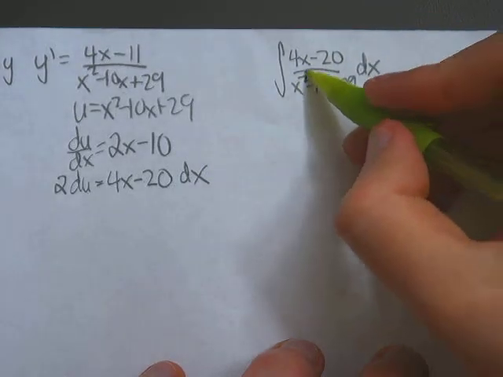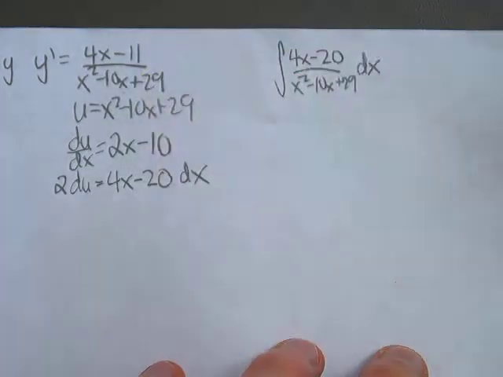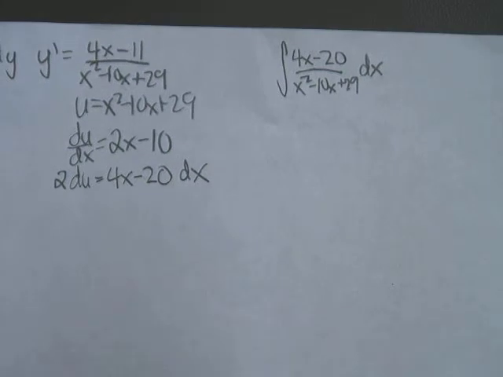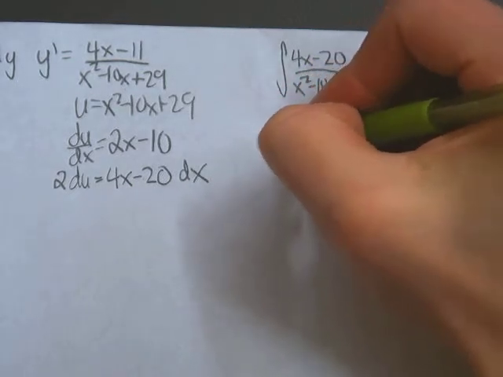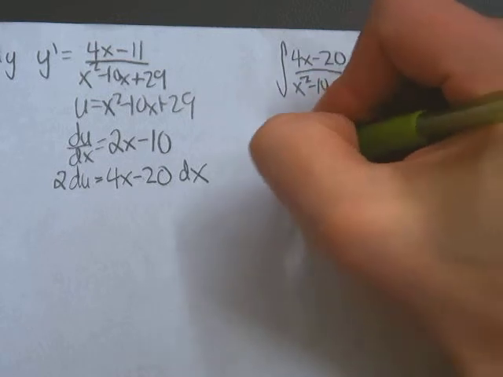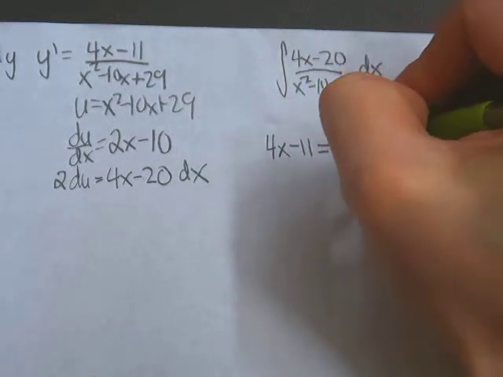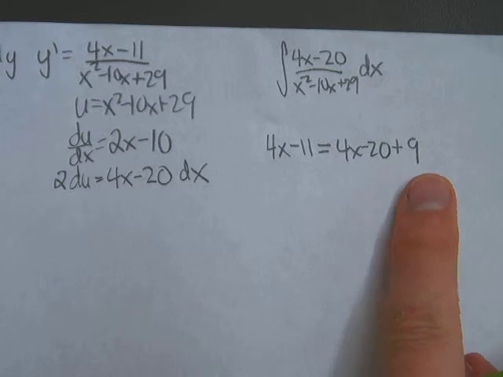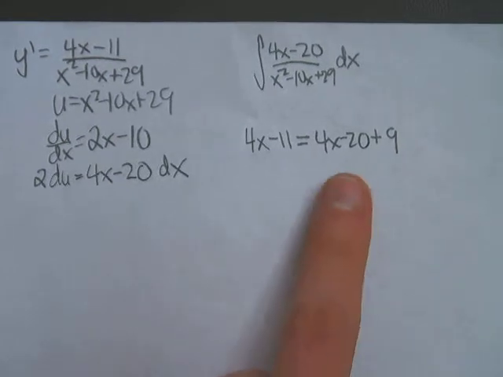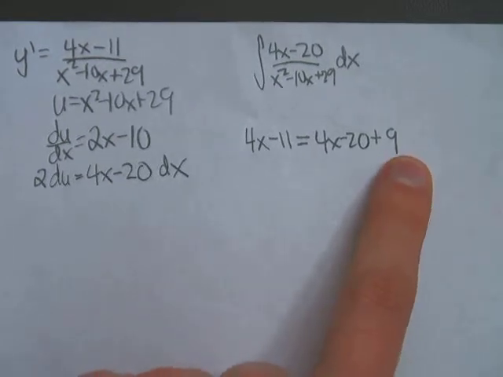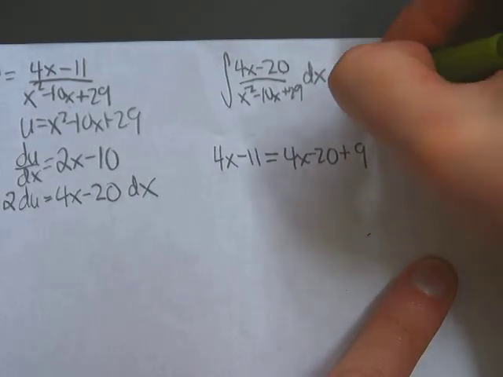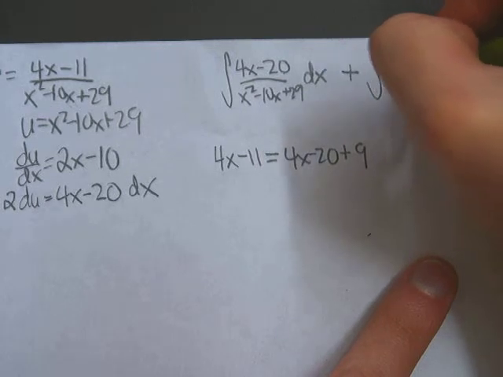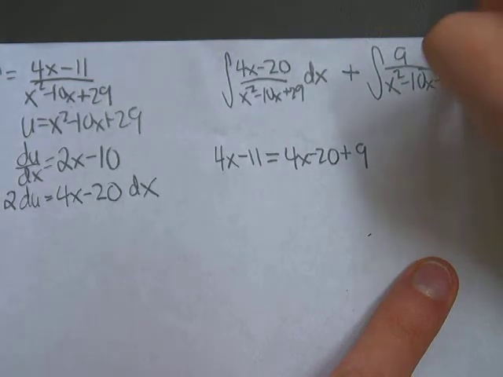But if I do 4x minus 20, to actually get what my original problem was, I'm neglecting 9. That's the difference. If I rewrote the top with the 4x minus 20, 4x minus 11 would be equal to 4x minus 20 plus 9, because negative 20 plus 9 is negative 11. So if I do this, I need to have a term with 9 left over. So I have to have another integral where it's 9 over x squared minus 10x plus 29 dx.